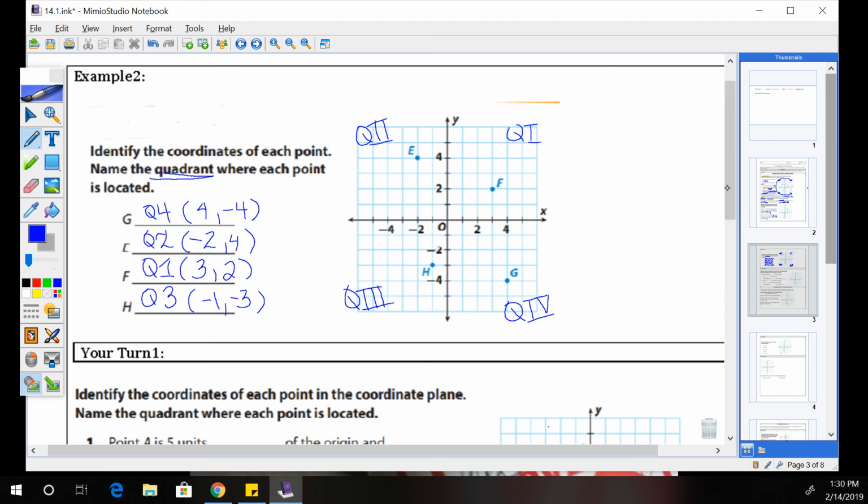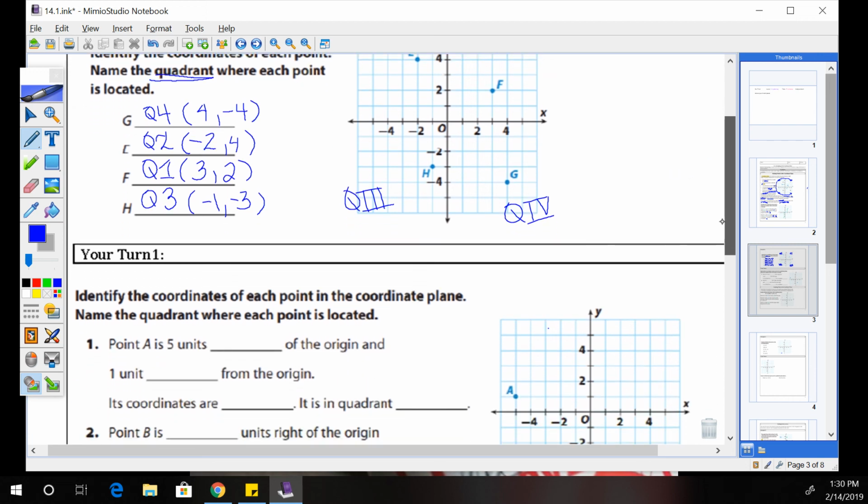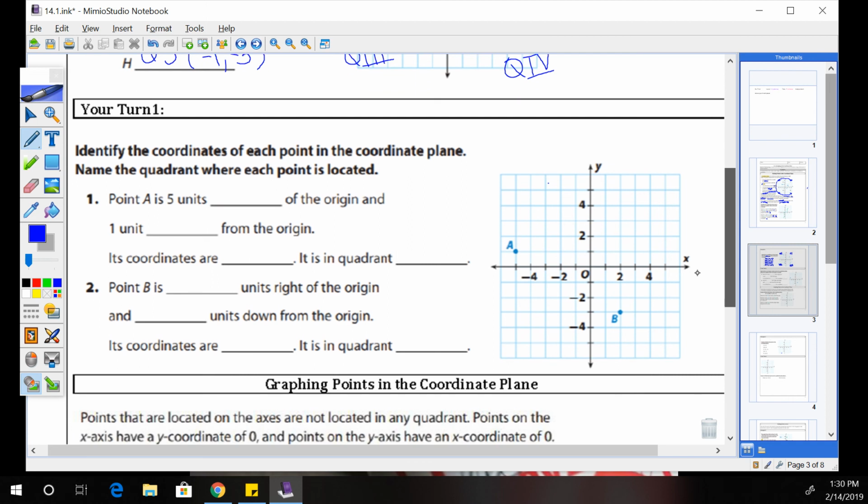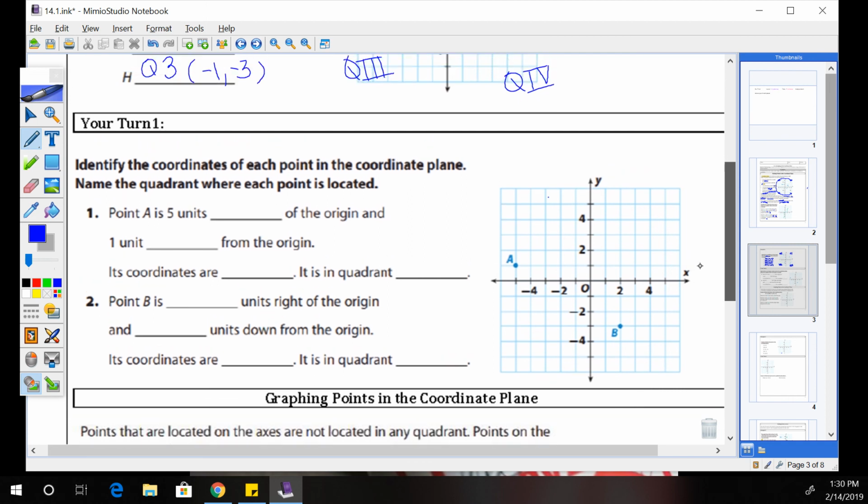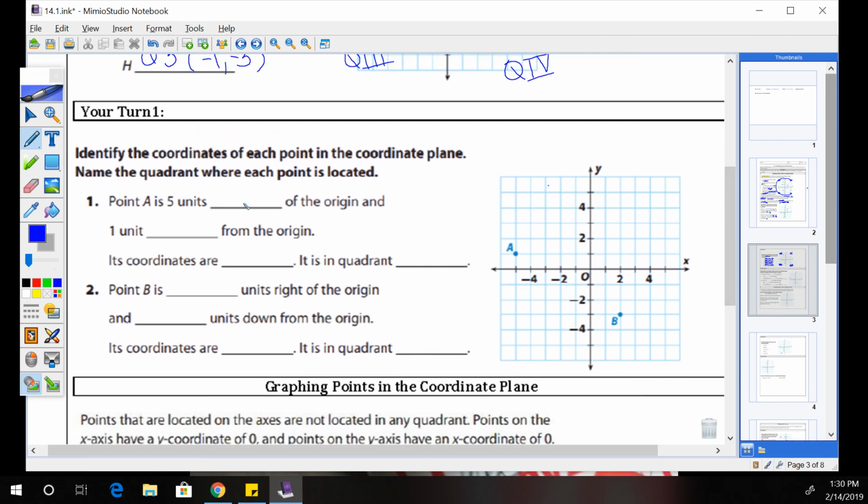Got it? Yes. Now it is your turn. Go ahead and take 2 minutes. I'll give everybody 2 minutes to fill in the blanks of point A and number 2. Ready, set, and go.